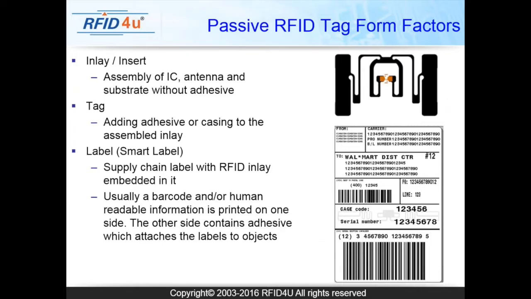So a passive tag, we've sort of thrown the words around of an inlay, a tag, and a label. The inlay is the core. That is the substrate. That's what we just saw, the substrate, the chip, the straps, the interconnects, the antennas. And if we encapsulate that inlay in a hard material, then we're going to call it a tag. All the functionality is exactly the same. It's just that we've encapsulated it into a harder material.